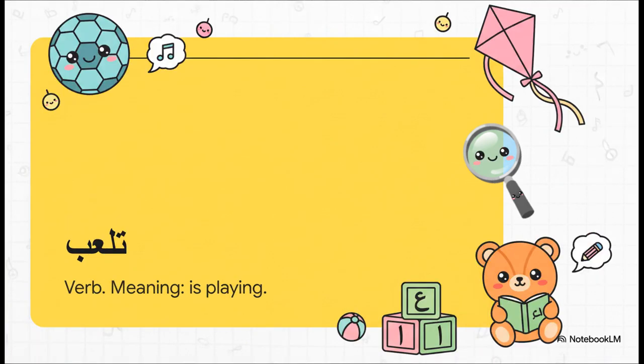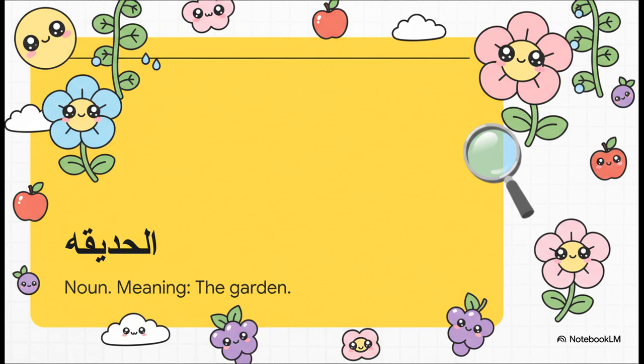Okay, next up, we need some action. What is she doing? She is playing. The Arabic word for that is talab. Go on, try it. Talab. So now we have our person and we have our action. 2 blocks down. And finally, where is all of this happening? It's happening in al-hadiqa. Say that one, al-hadiqa. This just means the garden. So let's do a quick recap. We've got she, which is hiya, is playing, which is talab, and the garden, which is al-hadiqa. Our 3 core building blocks are officially ready to go.